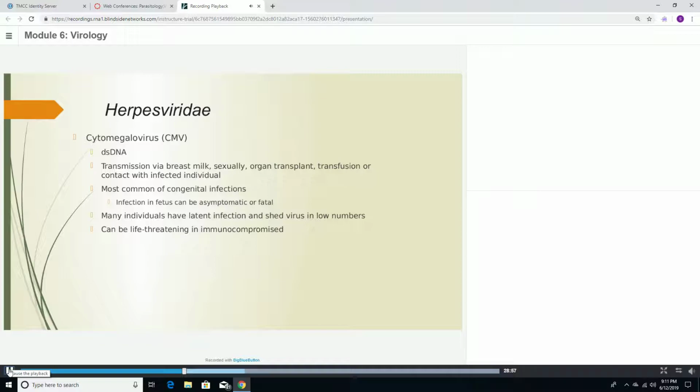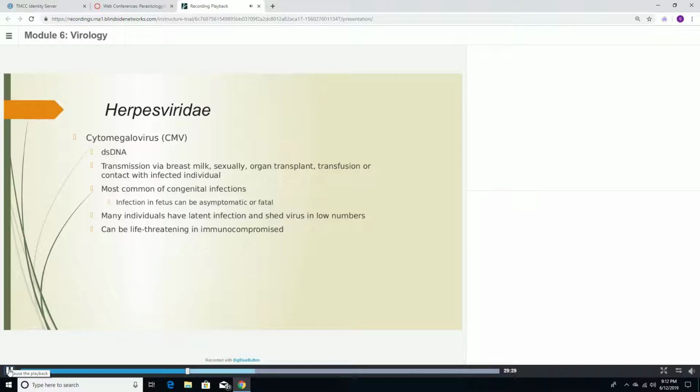The next virus we're going to discuss is cytomegalovirus, also known as CMV. This is a double-stranded DNA virus. It can be transmitted from breast milk, sexually, organ transplantation, transfusion, or contact with an infected individual. It's the most common cause of congenital infections. So infection of a fetus can be asymptomatic or fatal. Many individuals have latent infection and shed virus in low numbers, and it can be life-threatening to the immunocompromised.